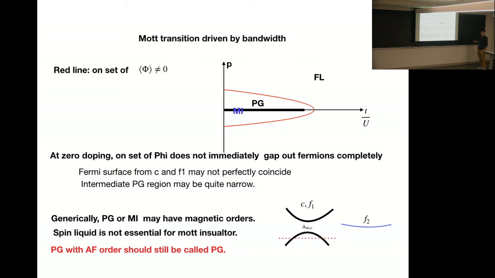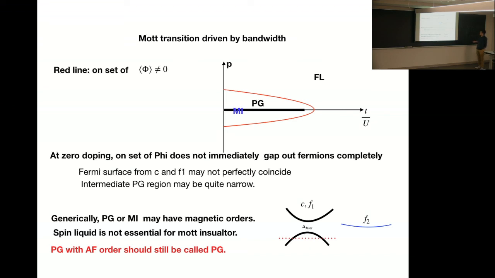So how do we understand the mode transition in this way? In this theory, it seems the flow of the Fermi liquid will first go into a pseudogap matter before you enter the mode. After this transition, you will lose most of your Fermi surface, but you cannot gap out all of the Fermi surface completely. So what's the reason?